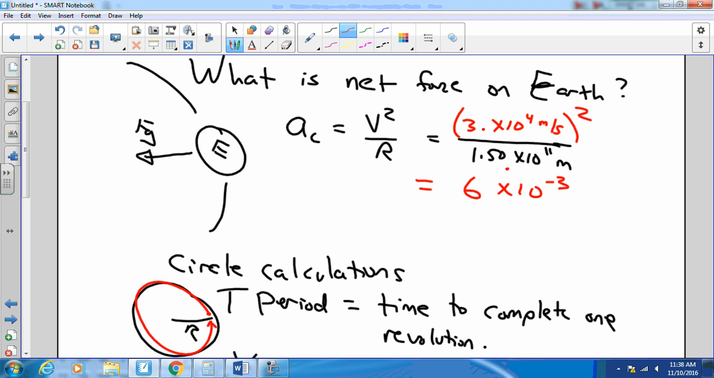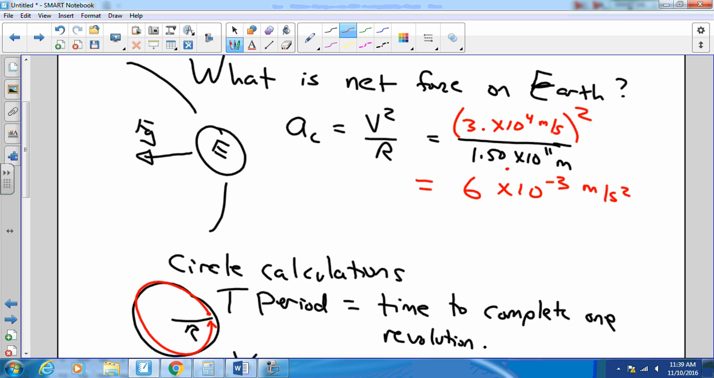What about my units? These units are interesting. Meters squared per second squared divided by meters gives us acceleration. You get a meter left and a per second squared. What do you think about that acceleration? That's pretty small, 0.006 meters per second squared. How does that compare to g? Well, you don't feel it, but it makes sense.